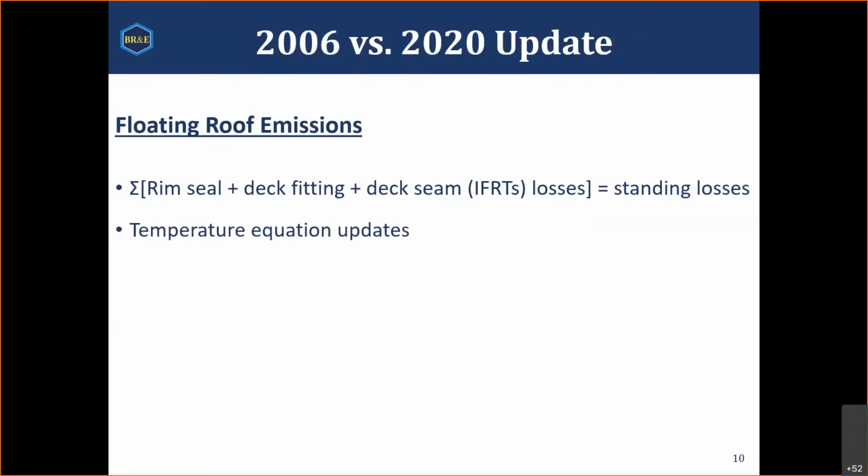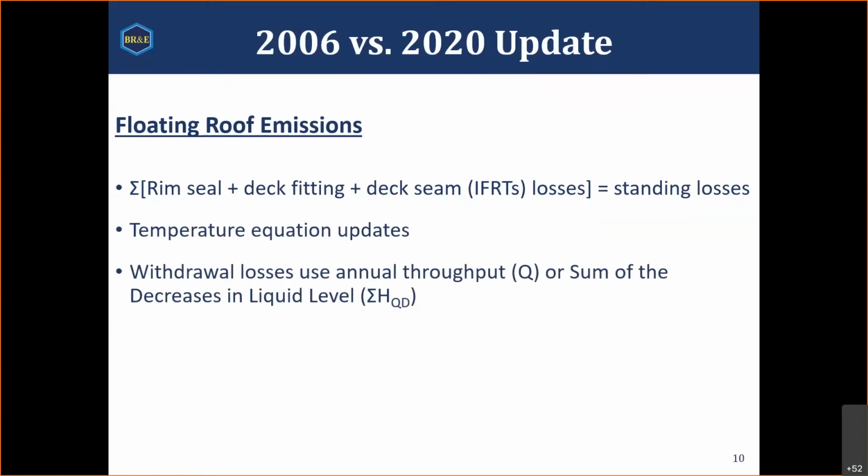There have been temperature equation updates similar to what we saw in the fixed roof, where we have that HS over D and the shell and solar absorbance being different. We also have the withdrawal losses using annual throughput or some of the decreases in liquid level, which should be equal to some of the increases in liquid level if that number is known.